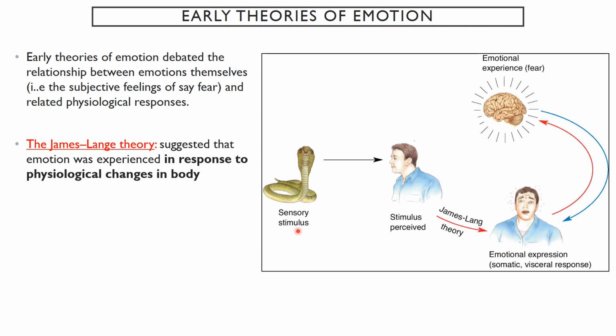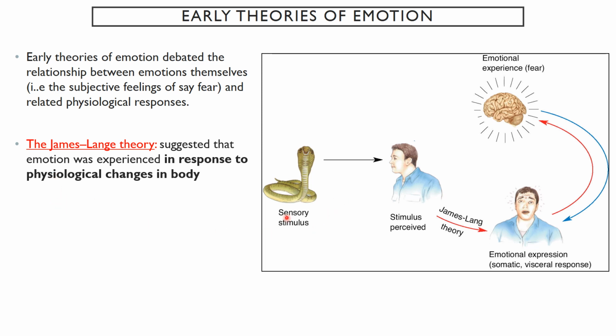There are some early theories of emotion coming from the cognitive psychology parts of addressing these issues. And they debated the relationship between emotions themselves, say the subjective feelings of fear, and related physiological responses. There's the James-Lange theory, which suggested that emotion was experienced in response to physiological changes within the body.